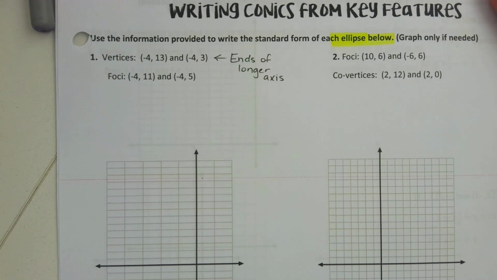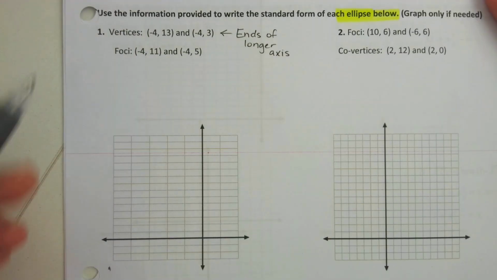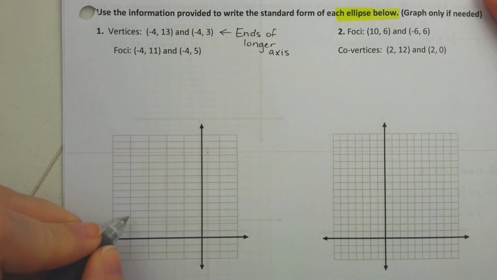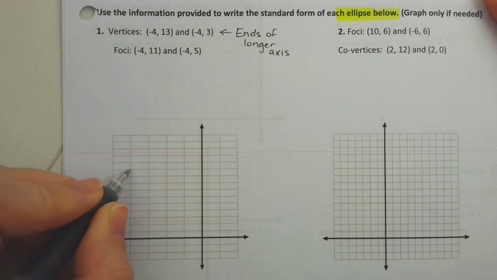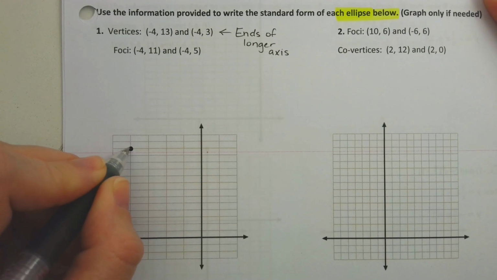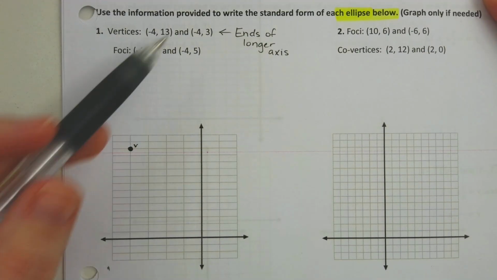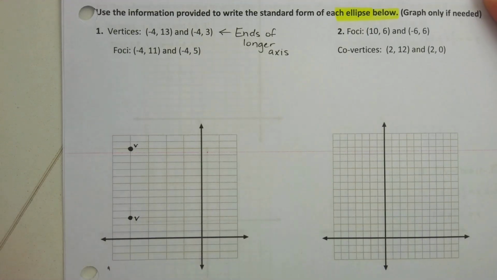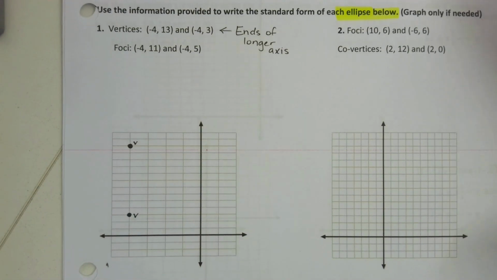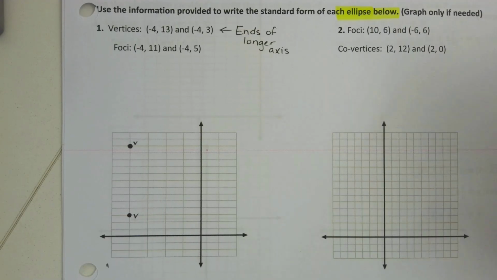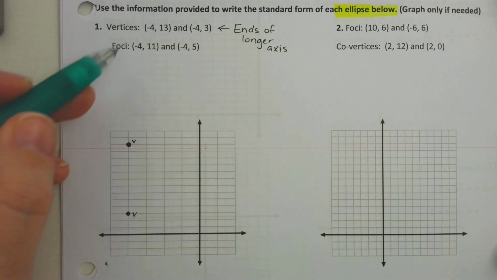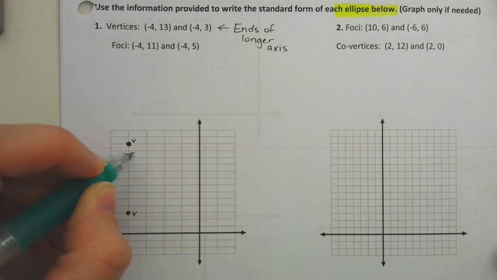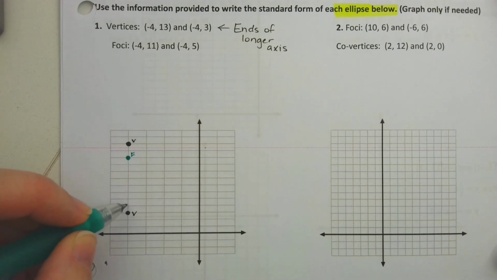Okay, so I'm going to start just by plotting the information I was given. We do have one vertex at -4, 13. I'll just label it with a little v for vertex. And then another one is at -4, 3. And then we're also told the two foci. And the foci should be on the longer axis, so ideally the foci should be lined up with these. Let's see, -4, 11. That's 2 under this one. And then -4, 5.